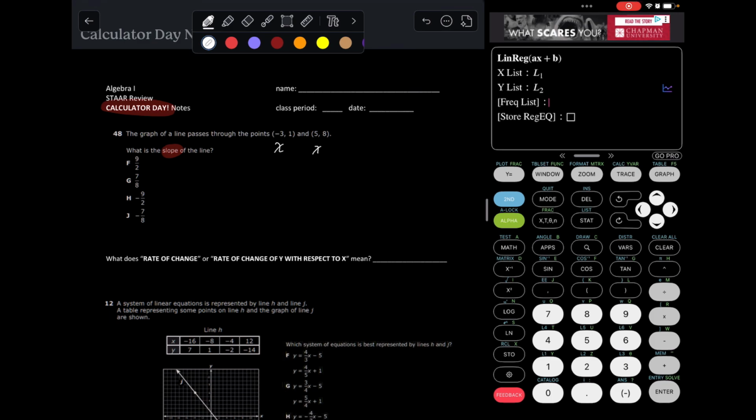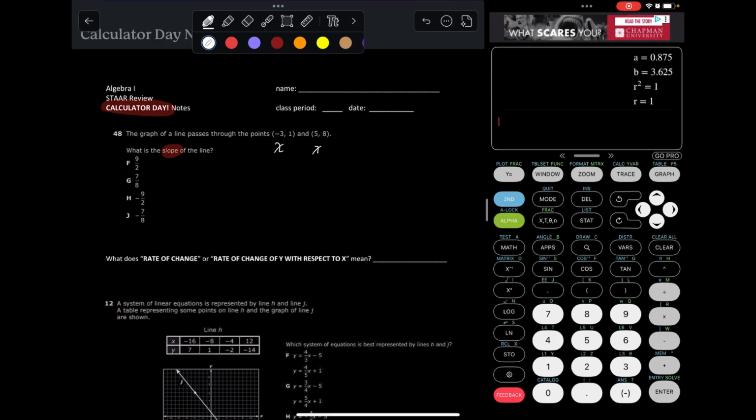My calculator looks different than yours. In your calculator, you're just going to scroll down to calculate. So press enter a bunch of times until you get all the way down. And then you're going to get an A value and a B value. I'm going to write them down so I don't forget. A value, which is 0.875, and my B value, which is 3.35.